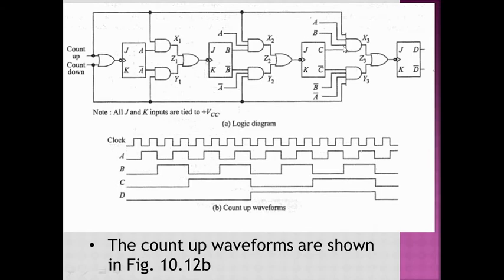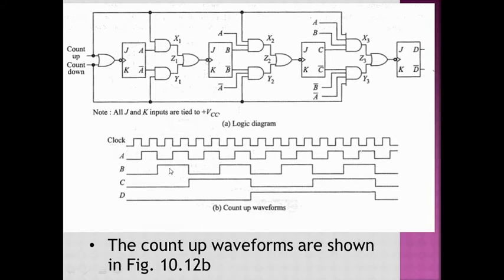Now you can see between C and D, again there is an AND-OR network connected. This AND gate has 4 inputs: A, B and C, and 1 input is the system clock. So if A is high, B is high, C is high, then and only then this AND gate X3 is enabled and the clock pulse will pass through X3 and Z3 to the flip-flop D, and because its J and K are connected to VCC, this flip-flop D is going to toggle when this clock pulse negative edge is available.